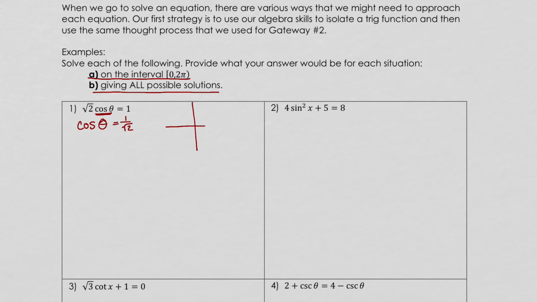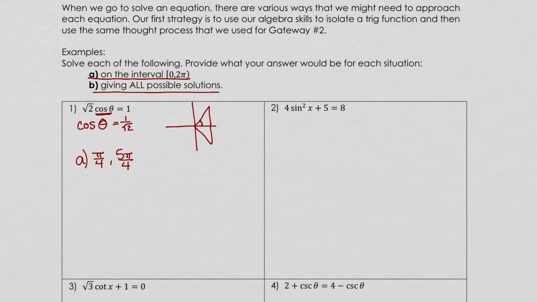So going back to gateway 2, cosine is positive in first and fourth quadrants. Okay, I need to know my reference angle. If the cosine is 1 over square root of 2, I know that reference angle is 45 degrees. So that is pi over 4 and 5 pi over 4.